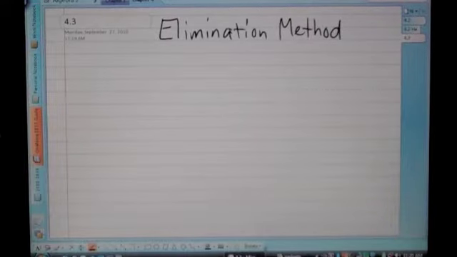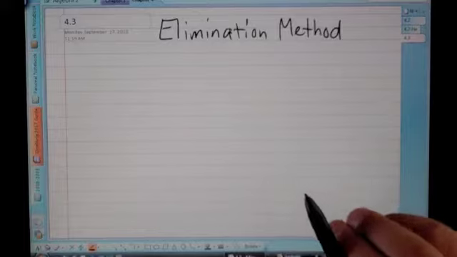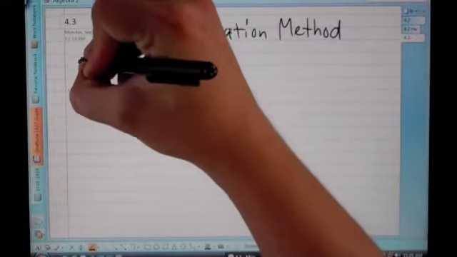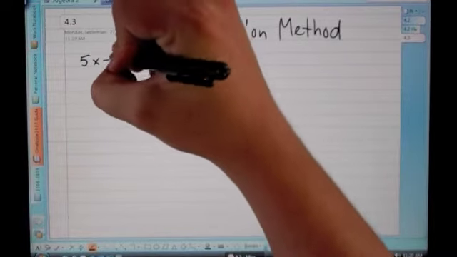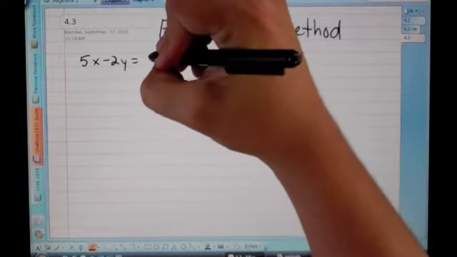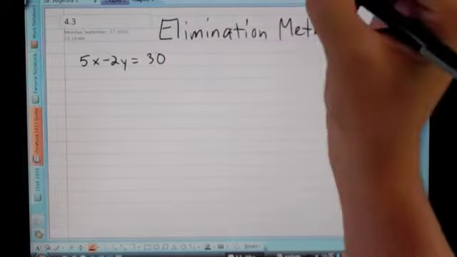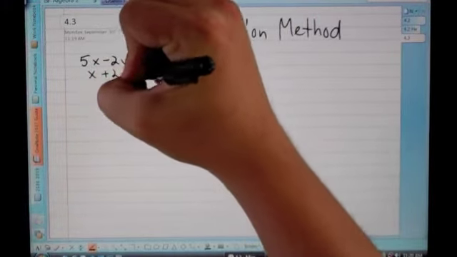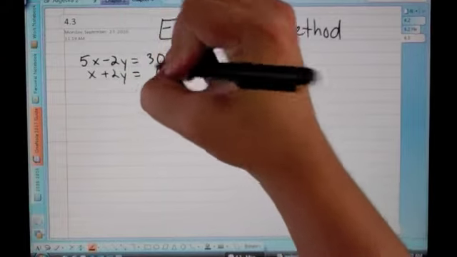Hey Algebra 2, so far we've covered the substitution method to solve for two variables with two equations. Today's lesson is called the elimination method, or also the linear combination method, but I like to call it the elimination method. With this one we handle it a little differently than we do the substitution method. So our first problem says 5x minus 2y equals 30 and x plus 2y equals 6.